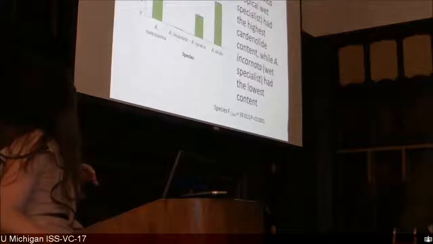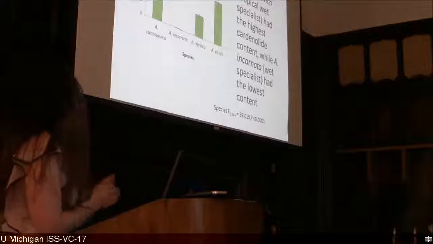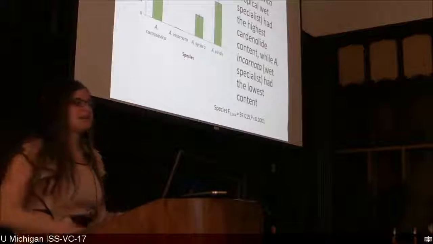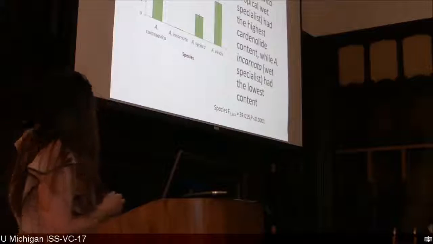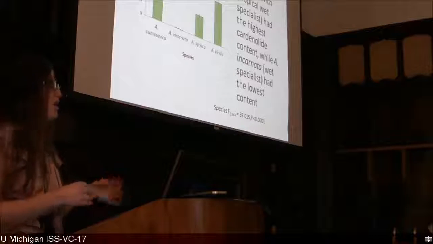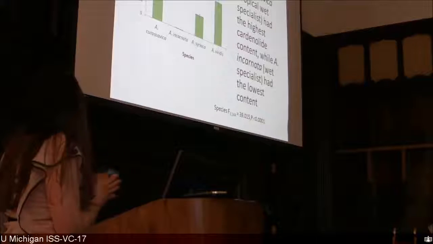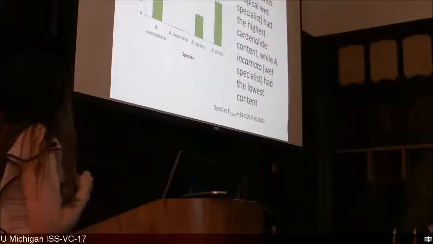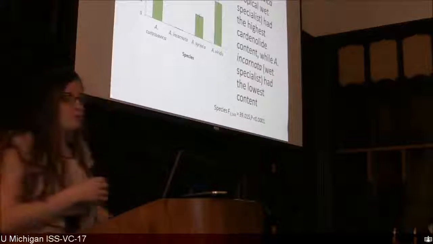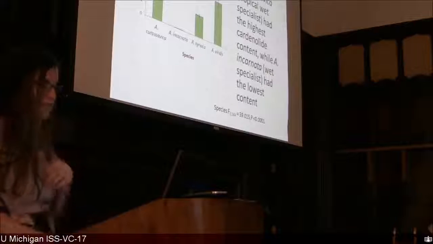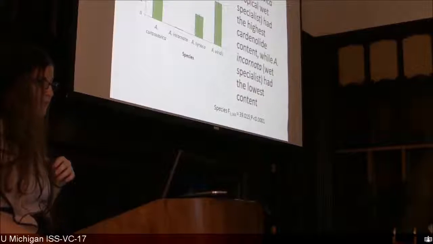For cardenolides in our plants, first of all, looking at overall cardenolide content in each of our species, we can see that there are vast differences in how different species allocate carbon for these defenses. And so we can see that Asclepias curassavica produces the most cardenolide, while Asclepias incarnata produces the least.